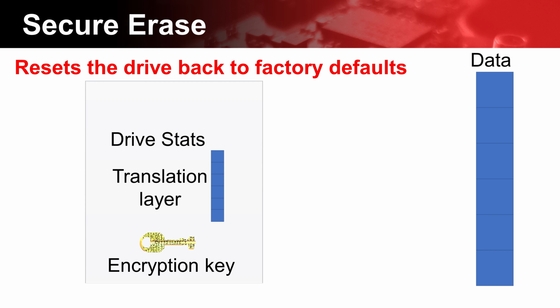A translation layer is like having a book where the pages are random, and the only way to find anything is by looking at the index. Deleting the translation layer is effectively pulling the index out of the book. Without the index, you won't be able to find the data. Secure Erase does require the manufacturer to implement it. Thus, you are effectively relying on the manufacturer to have implemented it correctly.